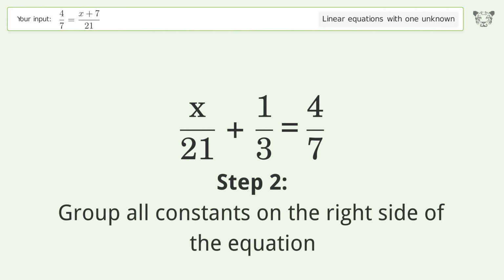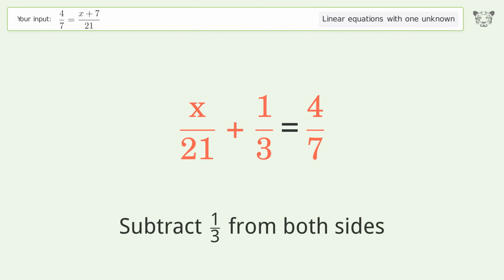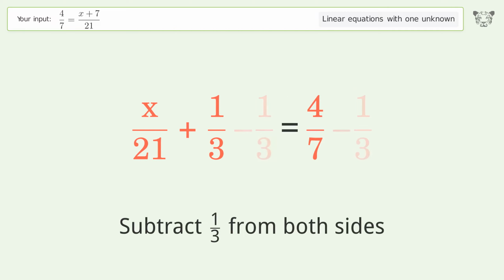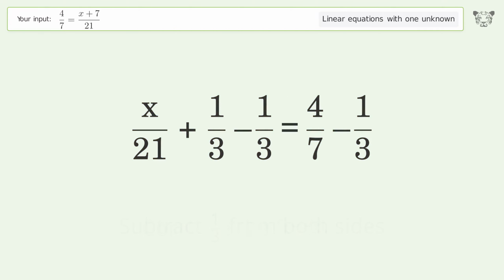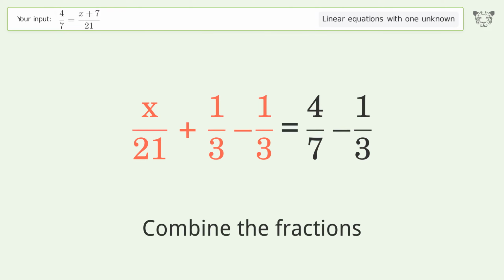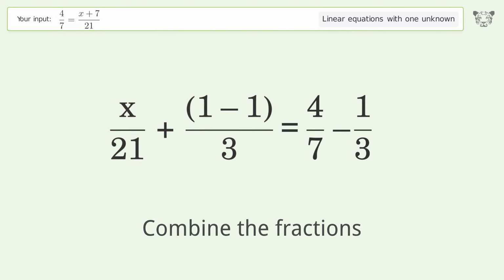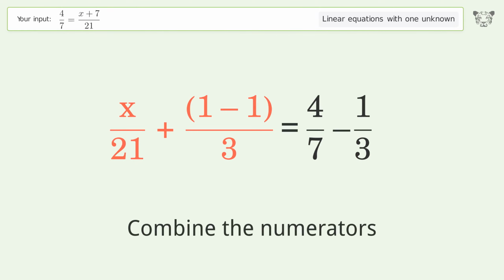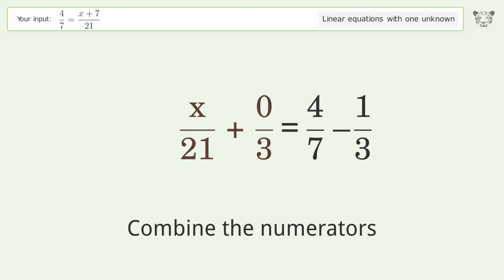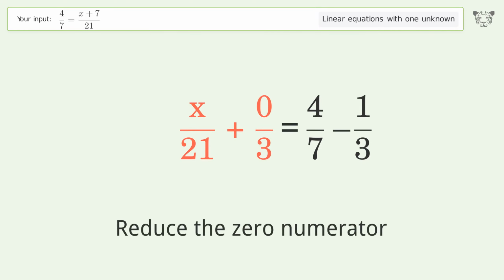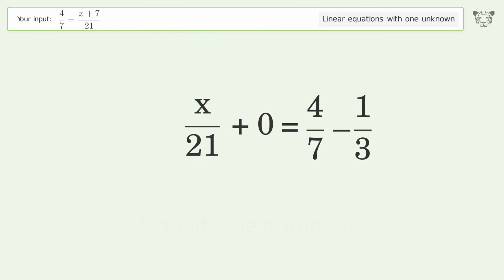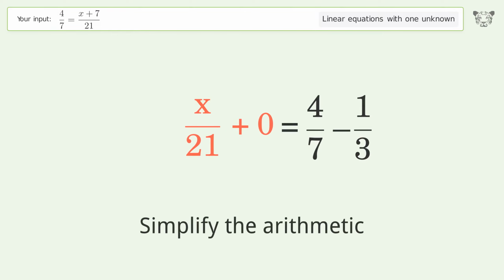Group all constants on the right side of the equation. Subtract 1/3 from both sides. Combine the fractions. Combine the numerators. Reduce the zero numerator. Simplify the arithmetic.